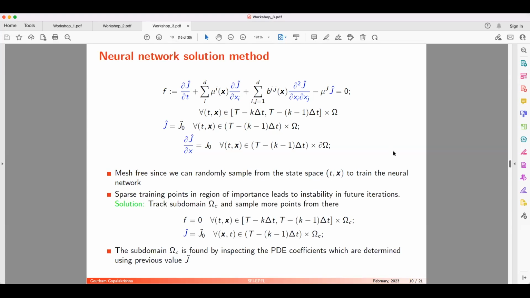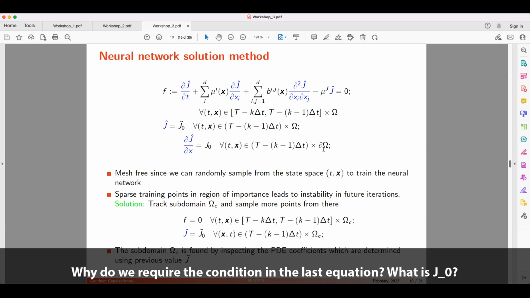However, when you have 5 or 6 dimensions, it's still important for you to capture training points that come from economically most relevant regions of the problem. So, yeah.